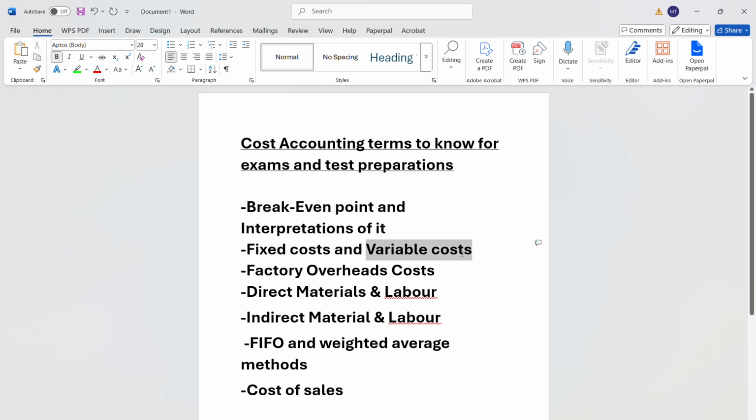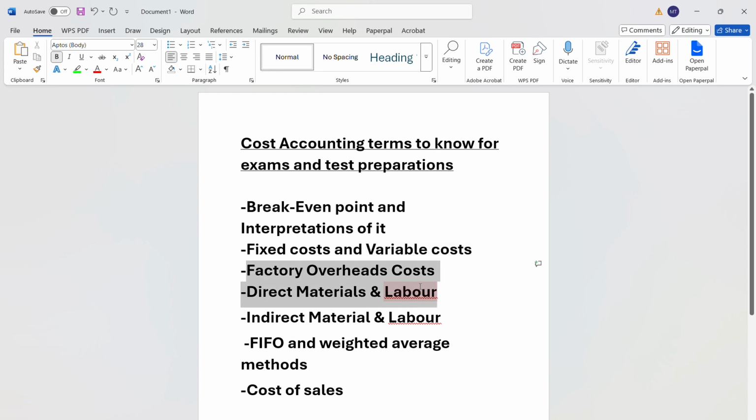And we have variable costs. Variable costs are costs that depend on the level of output. For example, depreciation on your machine. If you don't produce, obviously it will depreciate less. And also your water and electricity. Let's say you are a baking company and you don't bake more, obviously you will not consume too much electricity. Therefore the cost depends on the level of output.